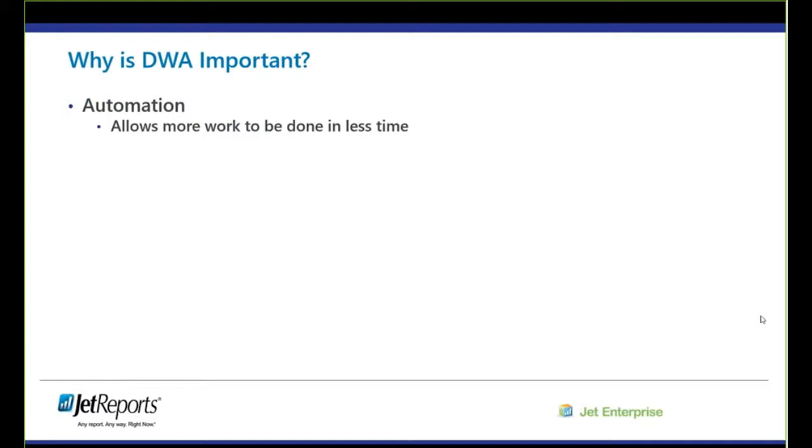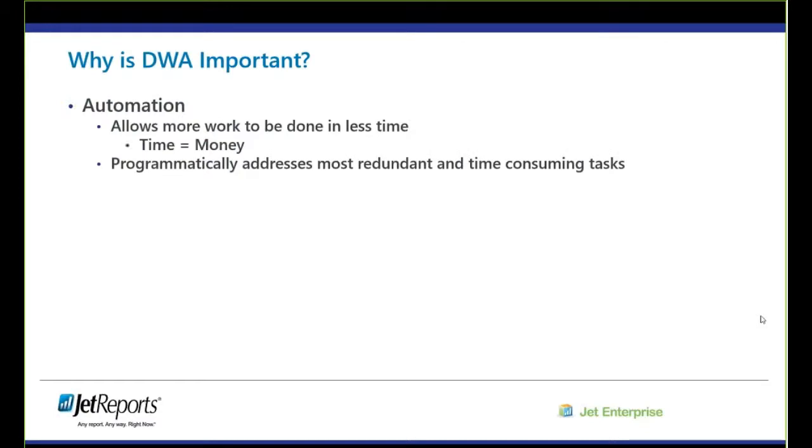Just like automation in general, automation in manufacturing, it just allows more work to be done in less time. And time equals money, right? And what we do in the DWA world is we have gone through the data warehousing lifecycle, and we have found all those repetitive and error-prone and labor-intensive tasks that you just kind of have to do and you can't get away with. And we have automated those. I'm using this weird word here, programmatically.